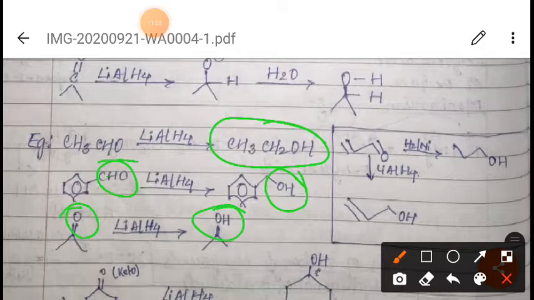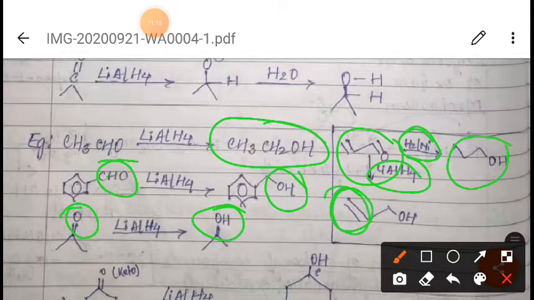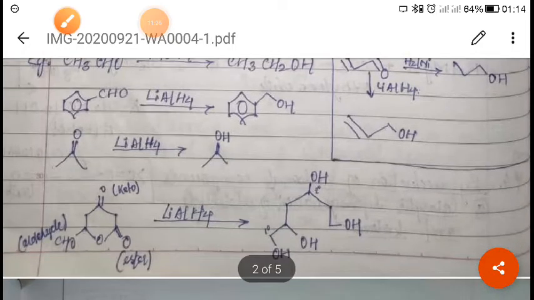Here you can see it is reducing the double bond into a single bond when we are taking H2 or Ni. But when we are taking LiAlH4, it is not reducing this double bond, as I have already told you, right? It is not reducing the double bond. But when we are taking H2 or Ni, at that time it is reducing the double bond. But with LiAlH4, it is not reducing the double bond, as you can see here.